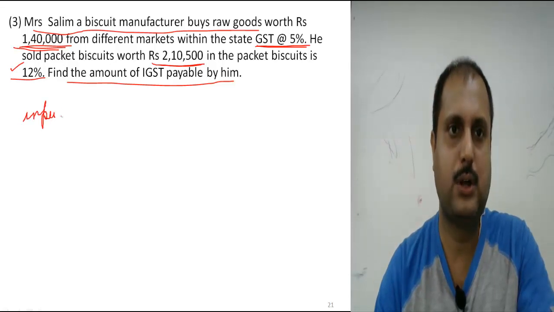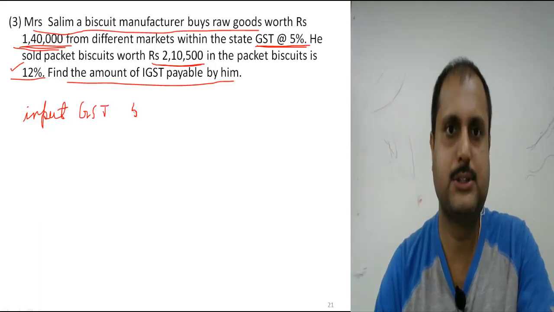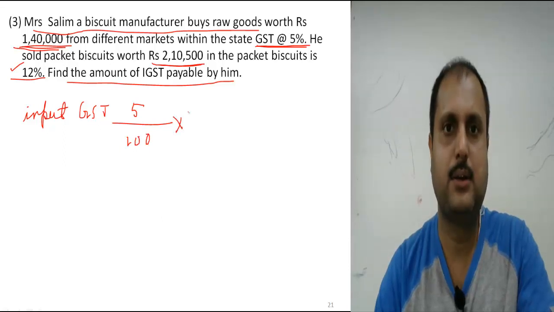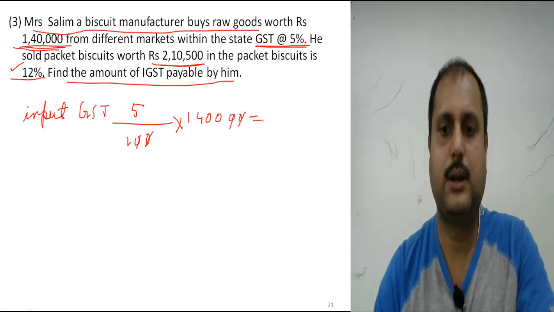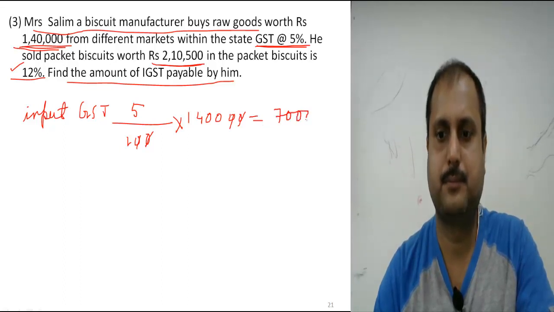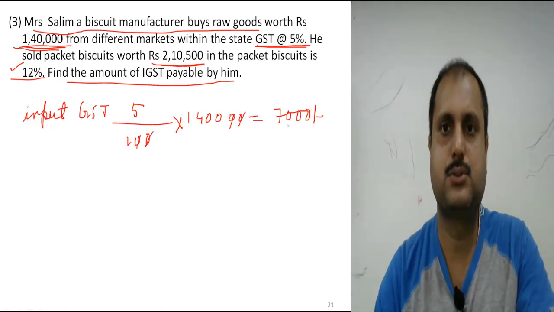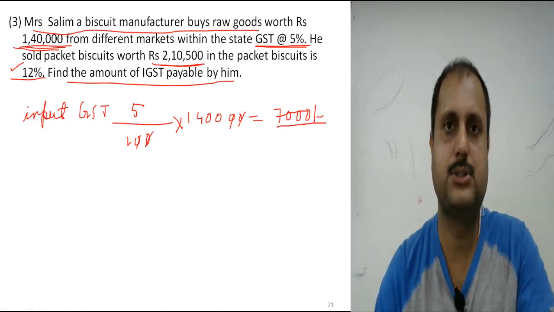What is the input GST on the raw material? The input GST is 5% multiplied by 1,40,000. Now you can find out how much amount he has paid as GST. Now these two zeros are cancelled and the total amount would be 7,000. The total amount is 7,000. So 7,000 is the money that he has paid as GST on the purchase of the raw material.